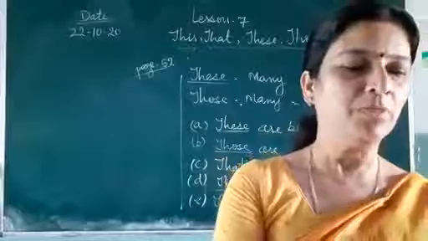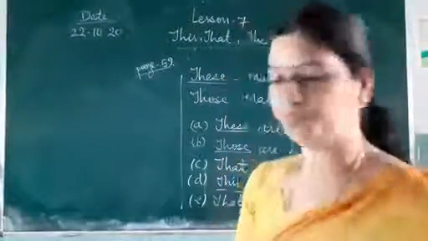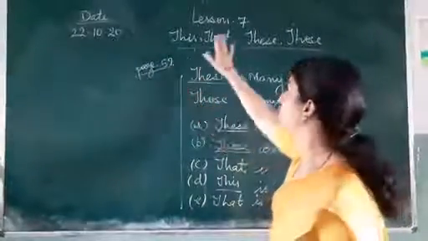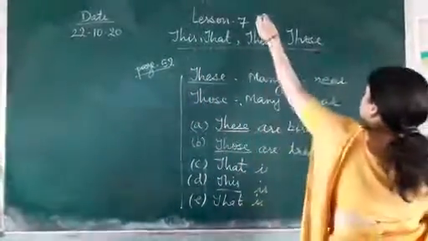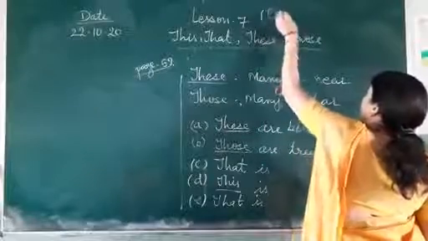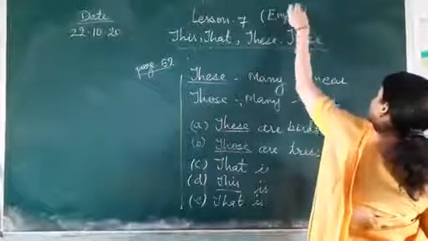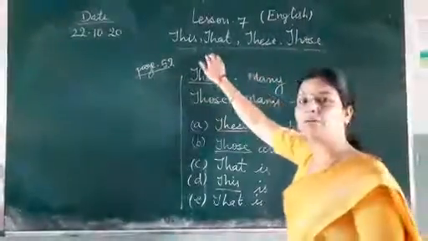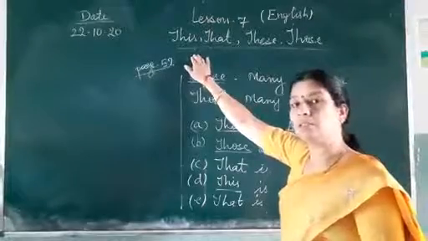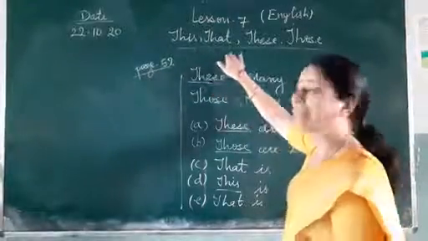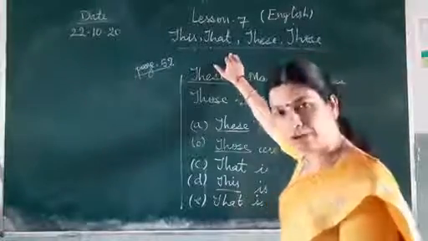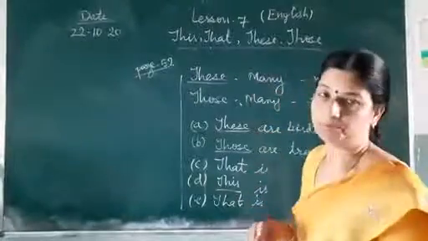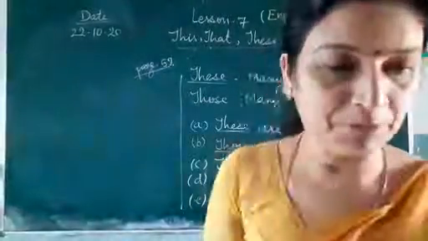Today we will do page number 52. Lesson: use of these and those. Yesterday we learned about this and that. These are things near to us, and that refers to things which are far from us. Today we will learn these and those also. Open your book, page number 52.